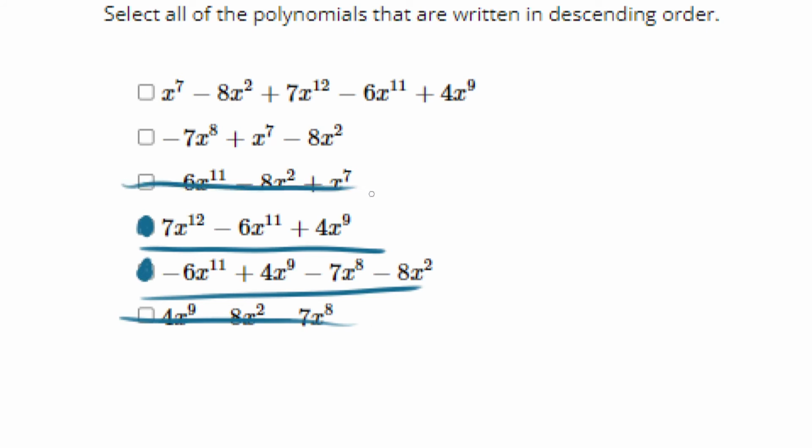This one is not because it goes 11, 2, 7. This one is because it goes 8, 7, 2. And this one is not because it goes 7, 2, 12, 11, and 9. And that's not in order.